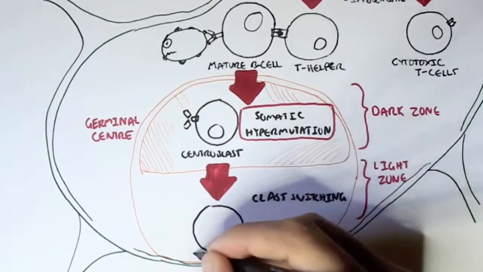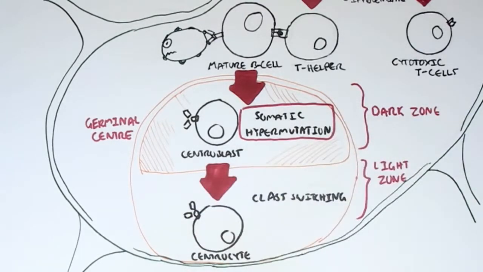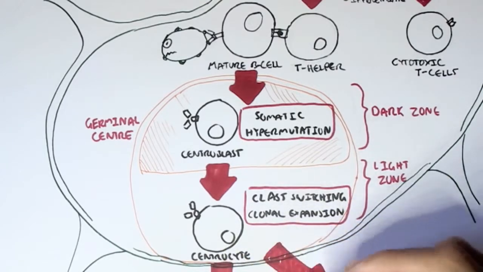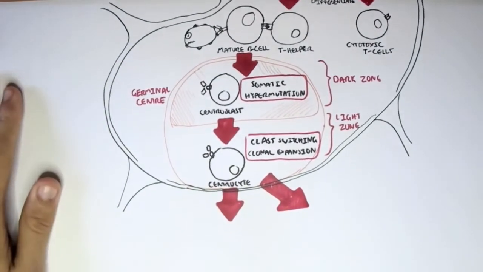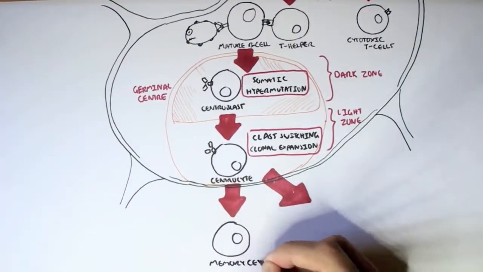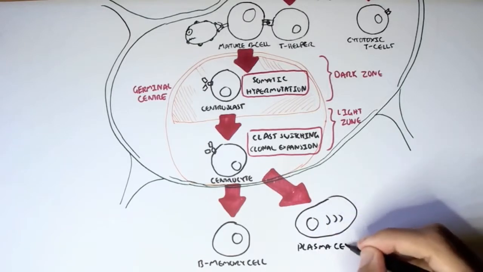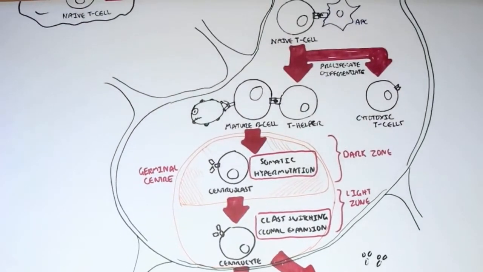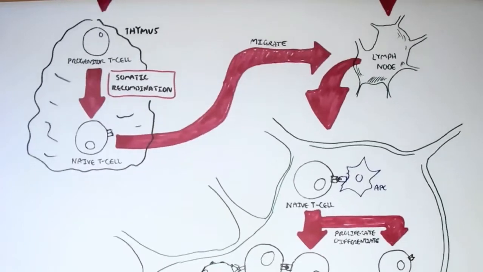So the centroblast from the dark zone will then move into the light zone where it becomes a centrocyte. And then here in the light zone, it can undergo class switching and clonal expansion, where it will differentiate and proliferate into either memory B cells or plasma cells, the antibody secreting cells. A point to make is that the centroblast and centrocytes are still B cells, it's just that they're called different names. And class switching basically involves the immunoglobulin, which I mentioned is usually IgM, becoming IgE, IgA, etc. So this occurs in the germinal center.